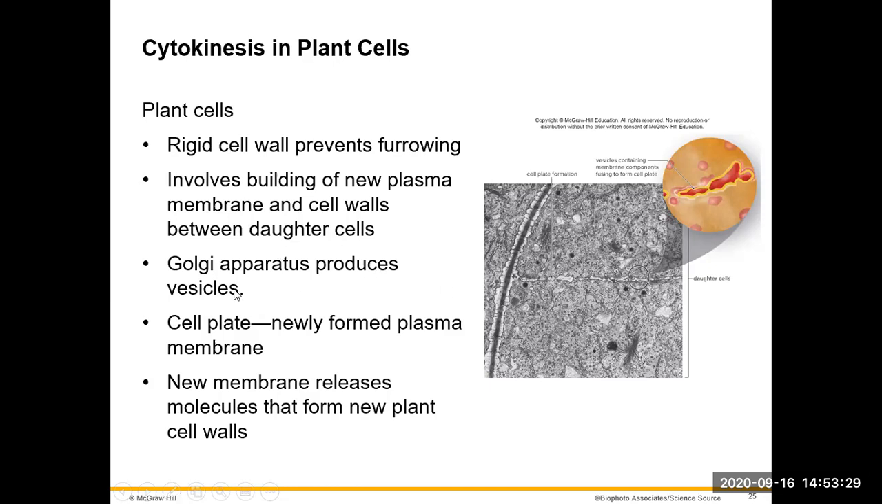Golgi apparatus produces vesicles. We covered this from our previous slide. And the cell plate is the newly formed plasma membrane, and later it helps in the formation of the cell wall. The new membrane releases molecules that form a new plant cell wall.